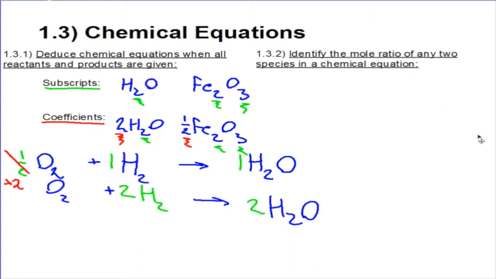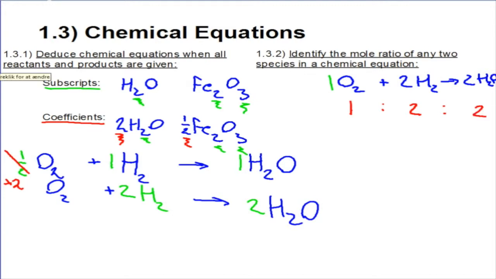The next point in this is 1.3.2, and you have to identify the mole ratio of any 2 species in a chemical equation. So the first example we'll look at is oxygen plus 2 hydrogen gives 2 water. And the ratio between these is the numbers in front of the reactants and the products. So we know that it's 1 oxygen and 2 hydrogen and 2 water. So it'll be a 1 to 2 to 2 ratio.